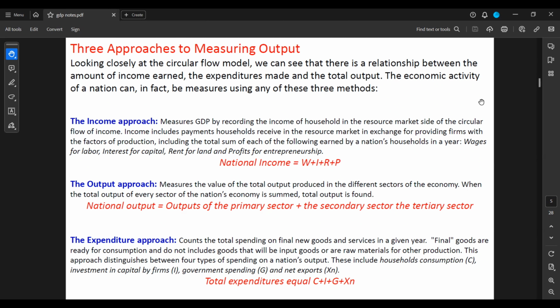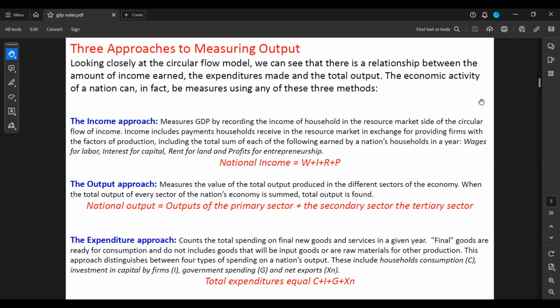The income approach measures GDP by recording the income of households in the resource market side of the circular flow of income. Income includes payments households receive in the resource market in exchange for providing firms with the factors of production, including the total sum of each of the following earned by a nation's households in a year. That is wages for labor, interest for capital, rent for land, and profits for entrepreneurship. The national income will be equal to W plus I plus R plus P.